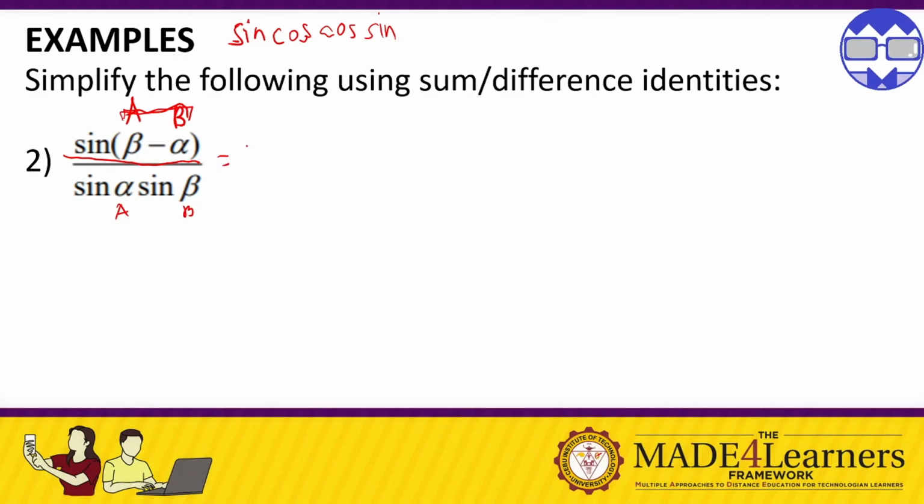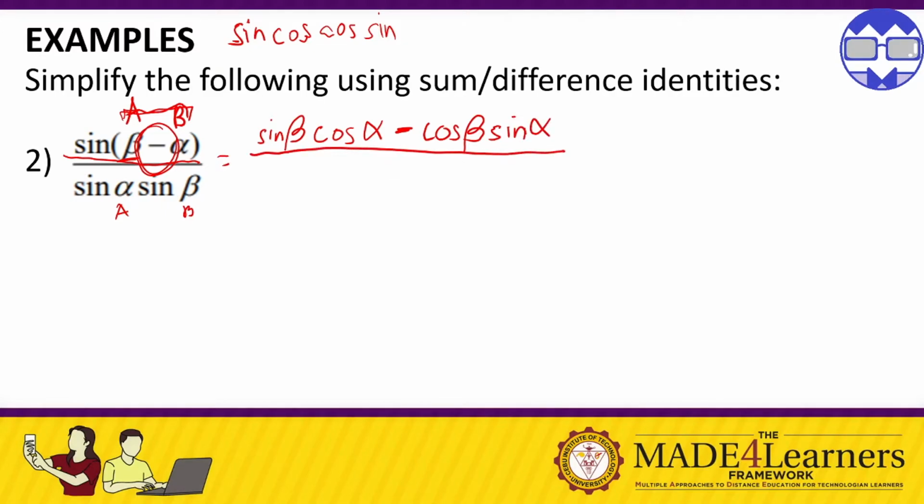So we'll have sine of beta cos of alpha. Then the operation is minus, so minus cos of beta, the first angle is beta, then the second angle is alpha, sine alpha, all over sine alpha sine beta. Just copy the denominator.